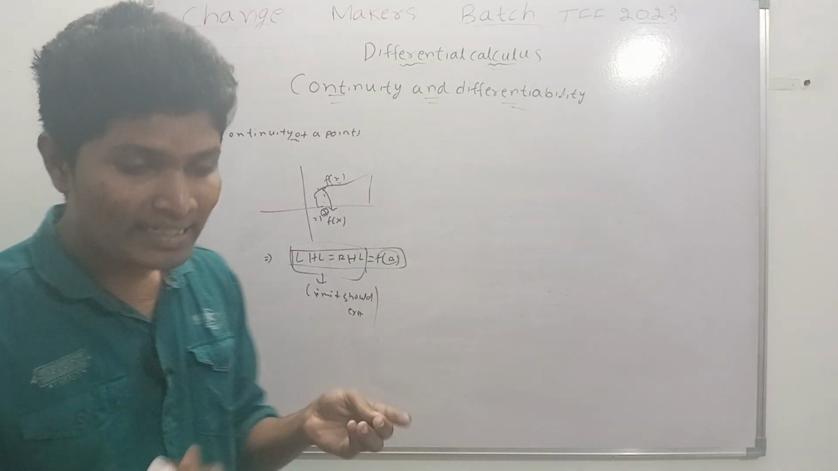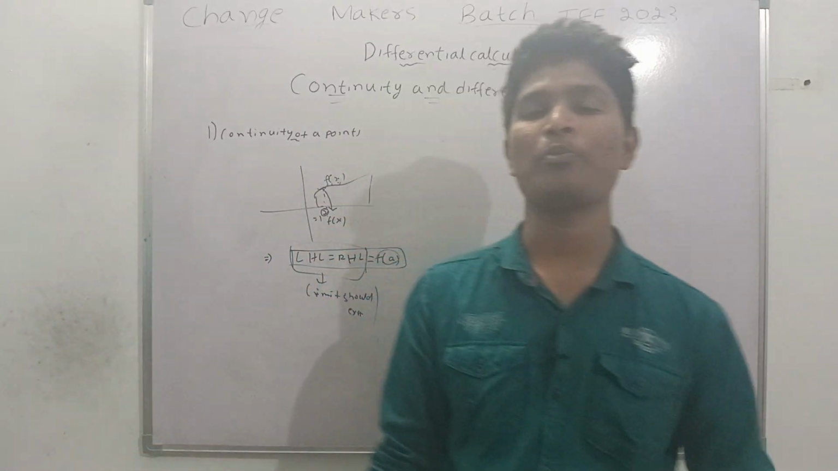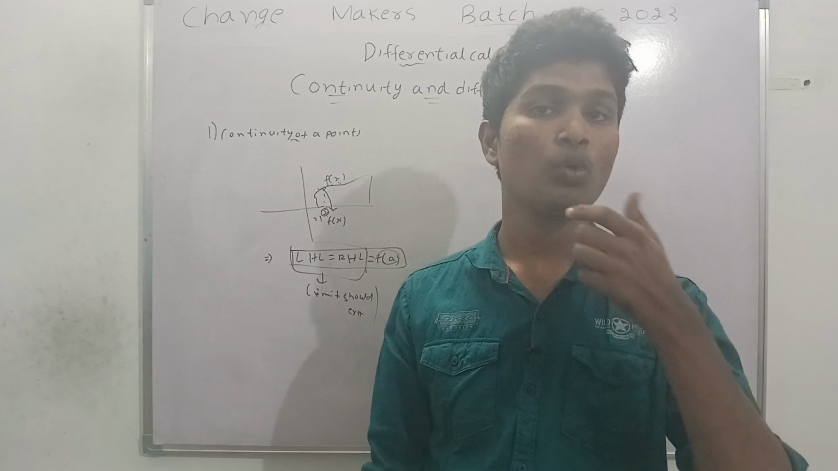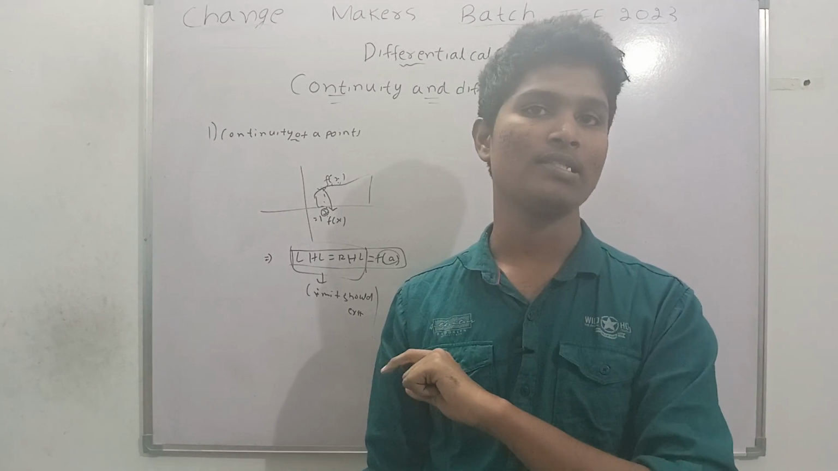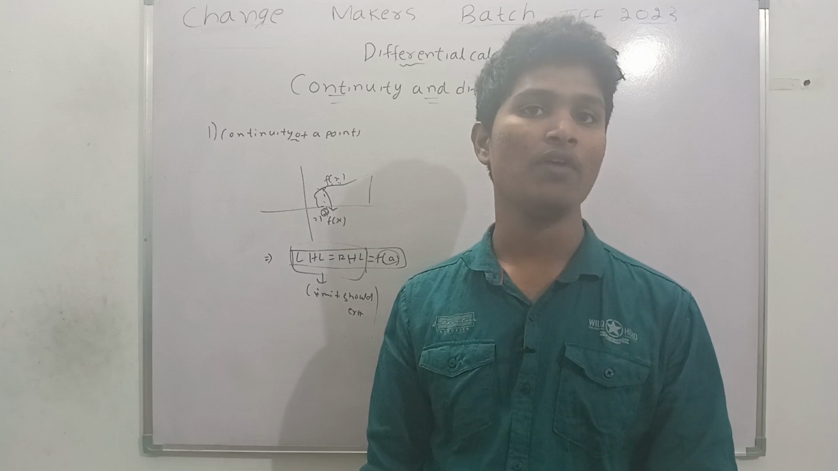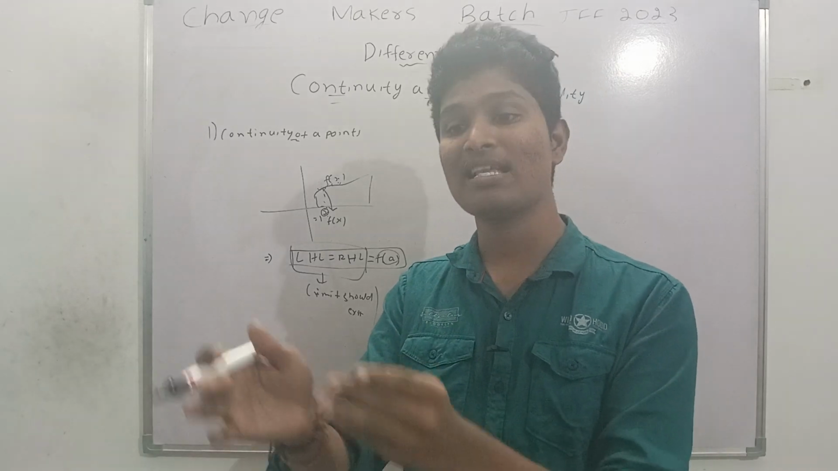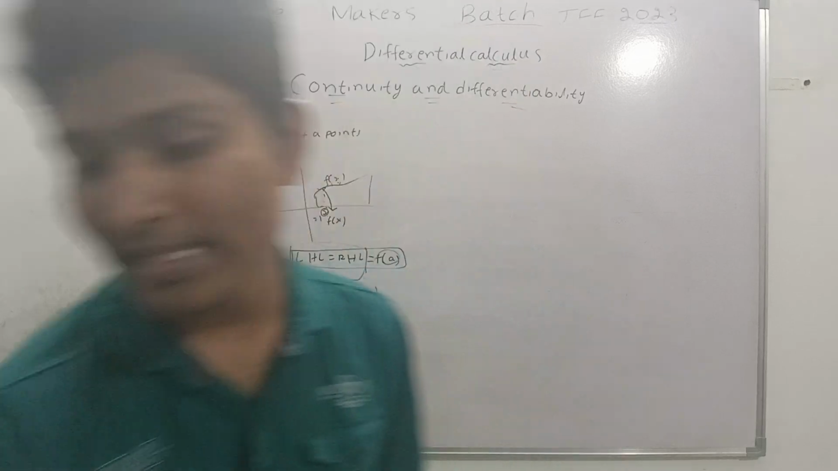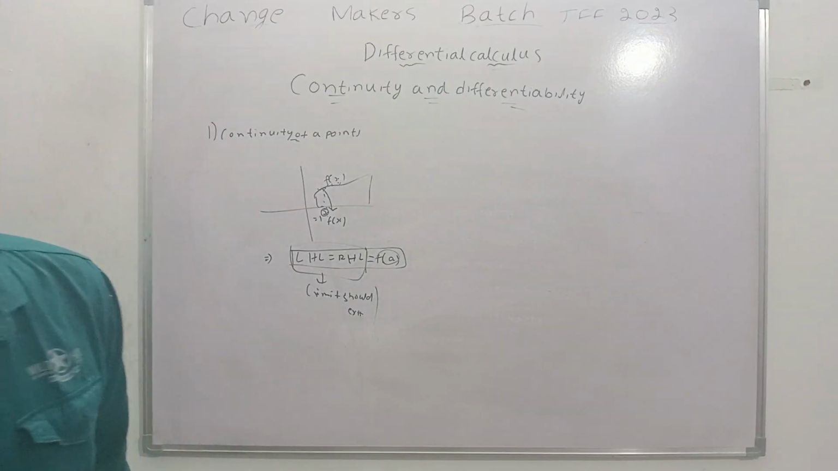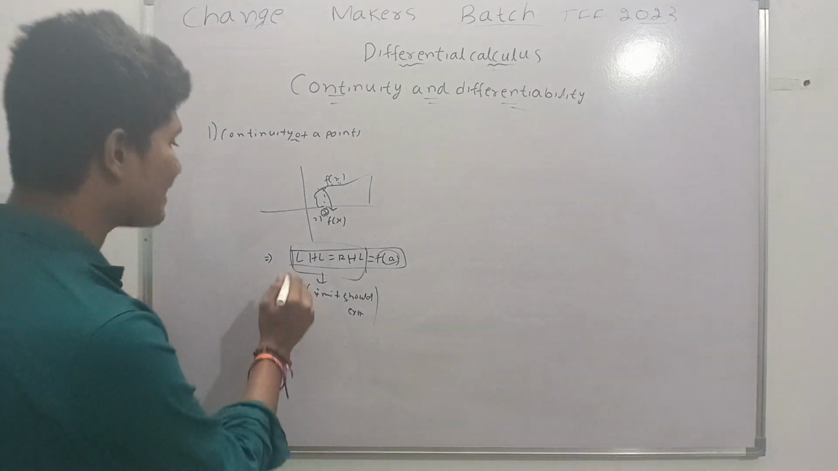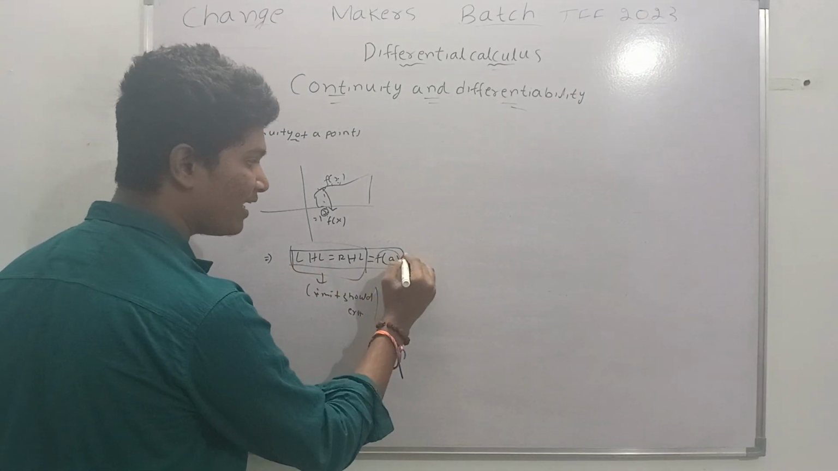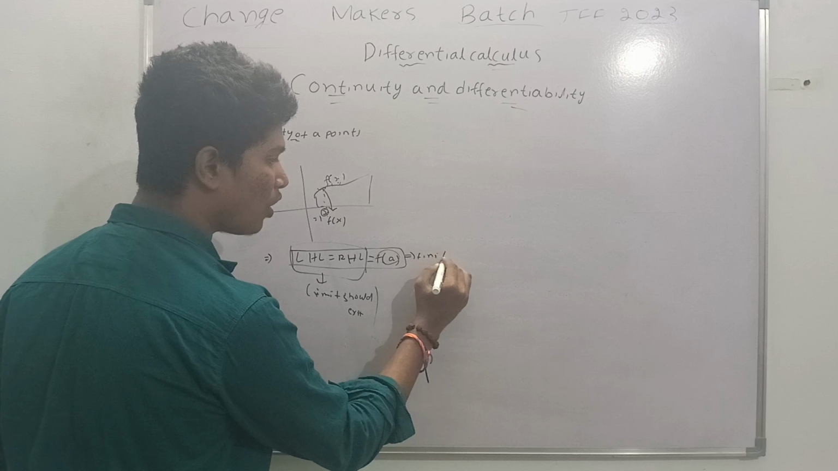So here it is actually a linking process. For a limit to exist, we check LHL equal to RHL. But to check continuity, we check LHL equal to RHL as well as the function value. Basically, these three things you have to remember. And this LHL equal to RHL equal to function value must be a finite value, not infinite.